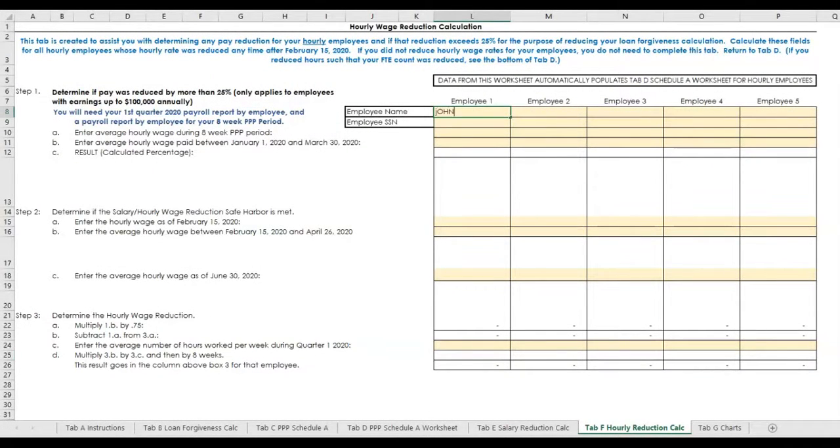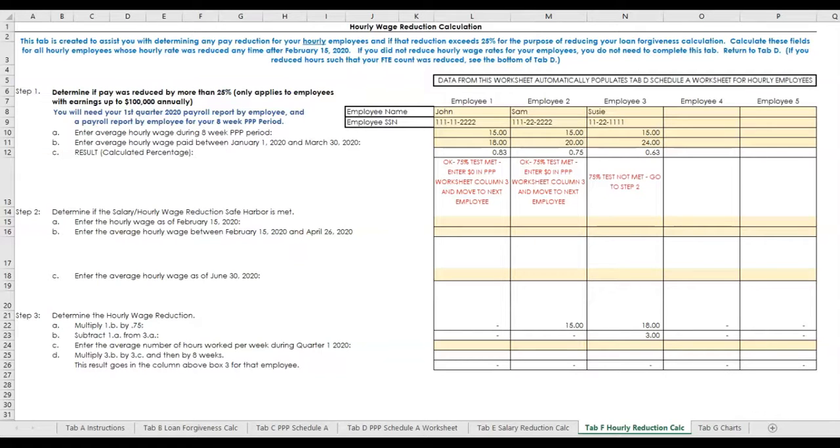Here we have John, Sam, and Susie. John and Sam work 20 hours a week, and Susie works 30 hours per week during the covered period, and each earned $15 an hour during the covered period. During the first quarter of 2020, however, John earned $18 an hour, Sam earned $20 an hour, and Susie earned $24 an hour. As you can see here, John and Sam were both paid at least 75% of the same wage earned in quarter one, so there will be no wage reduction to factor into loan forgiveness for these two employees.